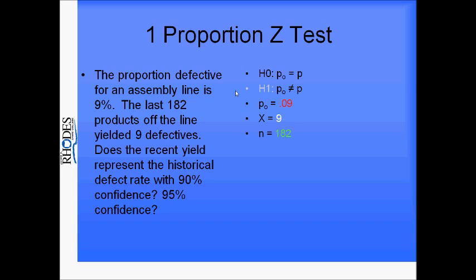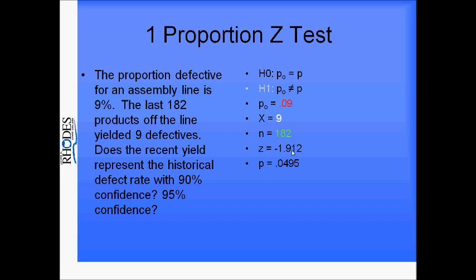So you plug that information in. Again, you go to Stats, scroll over to the test, go down to 1 proportion Z test, hit enter, put in your knowns here, select historical P is not equal to your current P as your alternative, and then you hit calculate, and it should give you a Z value of minus 1.9. It converts that to a P value of 0.0495.